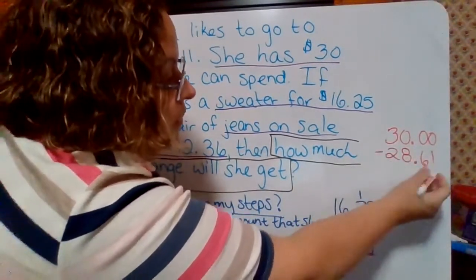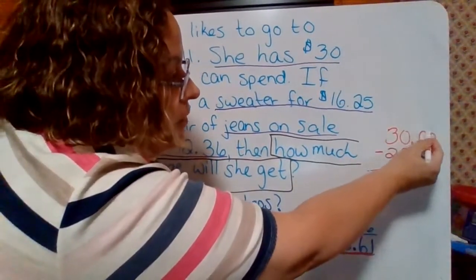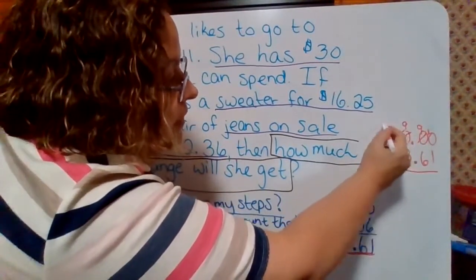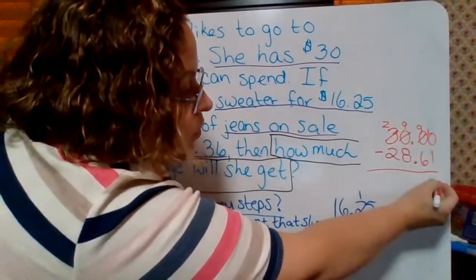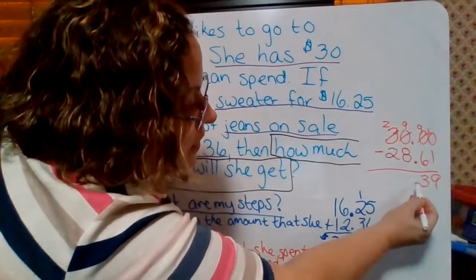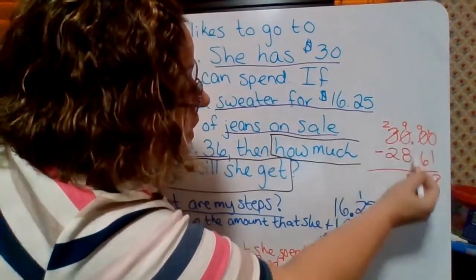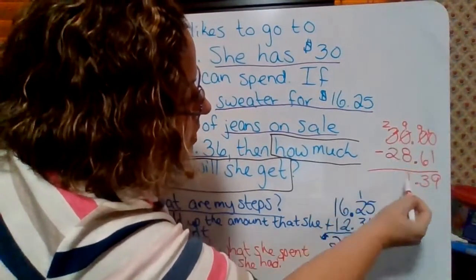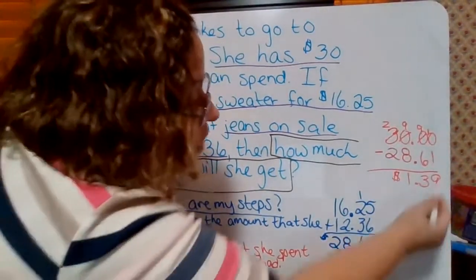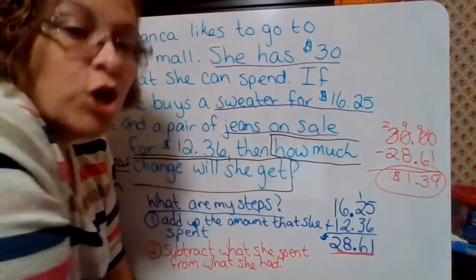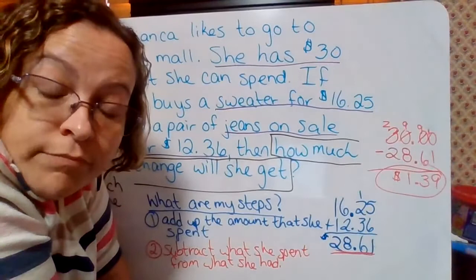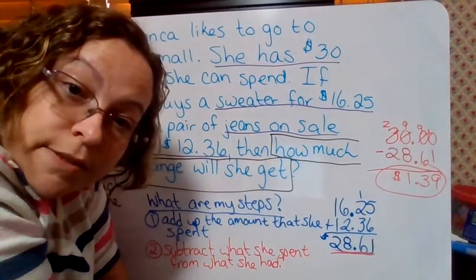So we're going to subtract those. That becomes a 10. That's a 9. That's a 9. And that's a 2. 10 minus 1 is 9. 9 minus 6 is 3. Decimal. 9 minus 8 is 1. 2 minus 2 is 0. So she has a whopping $1.39 left. That's what her change is.